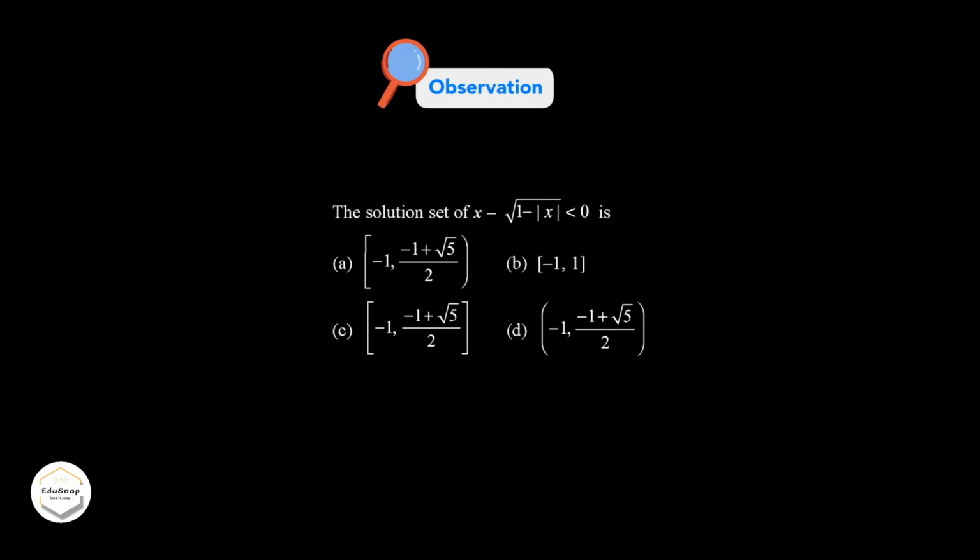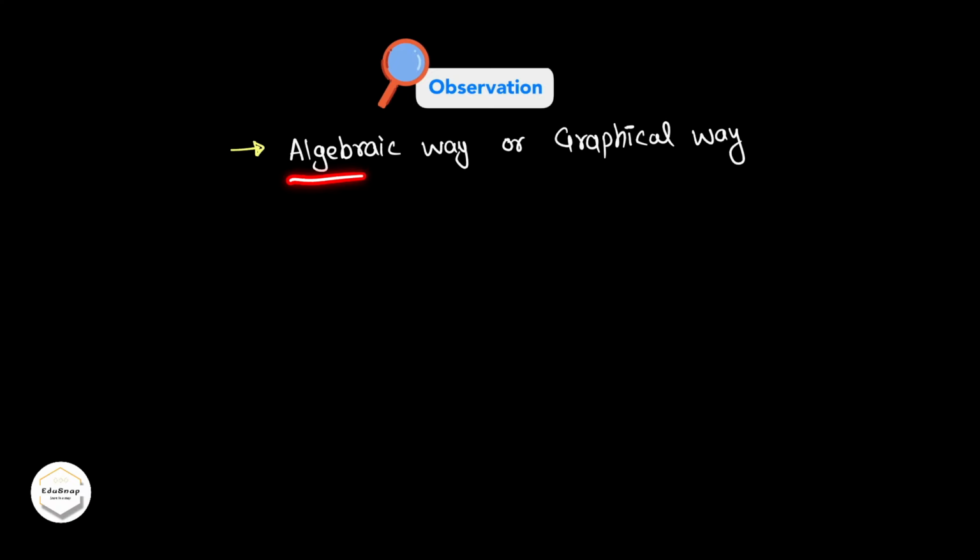So let's begin the observation part here. This question can be done in two ways. The first is the algebraic way and the other is the graphical way. Here the algebraic way is not going to be discussed, because you attempted this problem by the algebraic way. That's why I'm not going to discuss that one. I will discuss the graphical approach here.